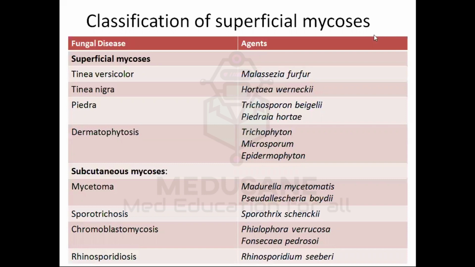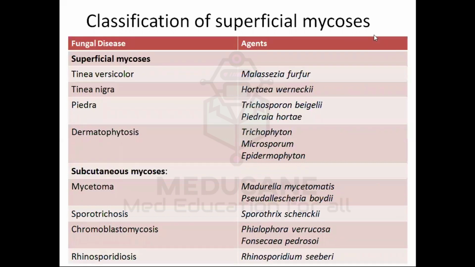First, we see the superficial diseases. The fungal disease called Tinea versicolor is caused by Malassezia furfur, Tinea nigra is caused by Hortaea werneckii, Piedra is caused by Trichosporon beigelii and Piedraia hortae, and dermatophytosis is caused by Trichophyton, Microsporum and Epidermophyton. These are the superficial mycoses.